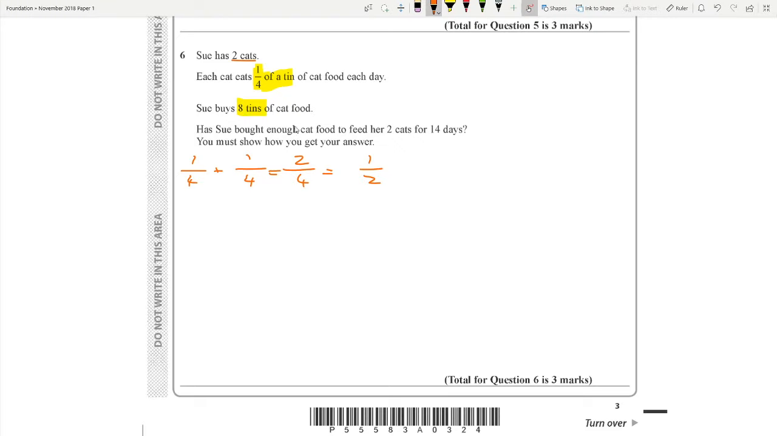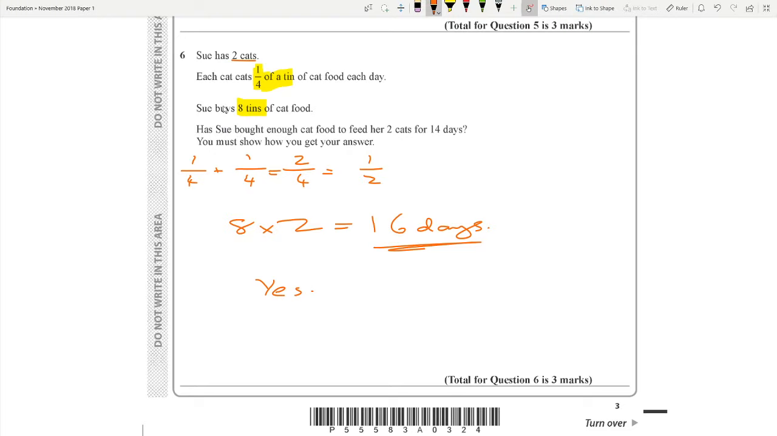She buys 8 tins. So has she bought enough to feed both cats for 14 days? All you have to do, if they're going through half a can per day and she buys 8 tins, is 8 times 2, which is 16. So that means it will last her 16 days. Will it be enough for 14 days? The answer is yes. And show how you got your answer. Here's your working out here.